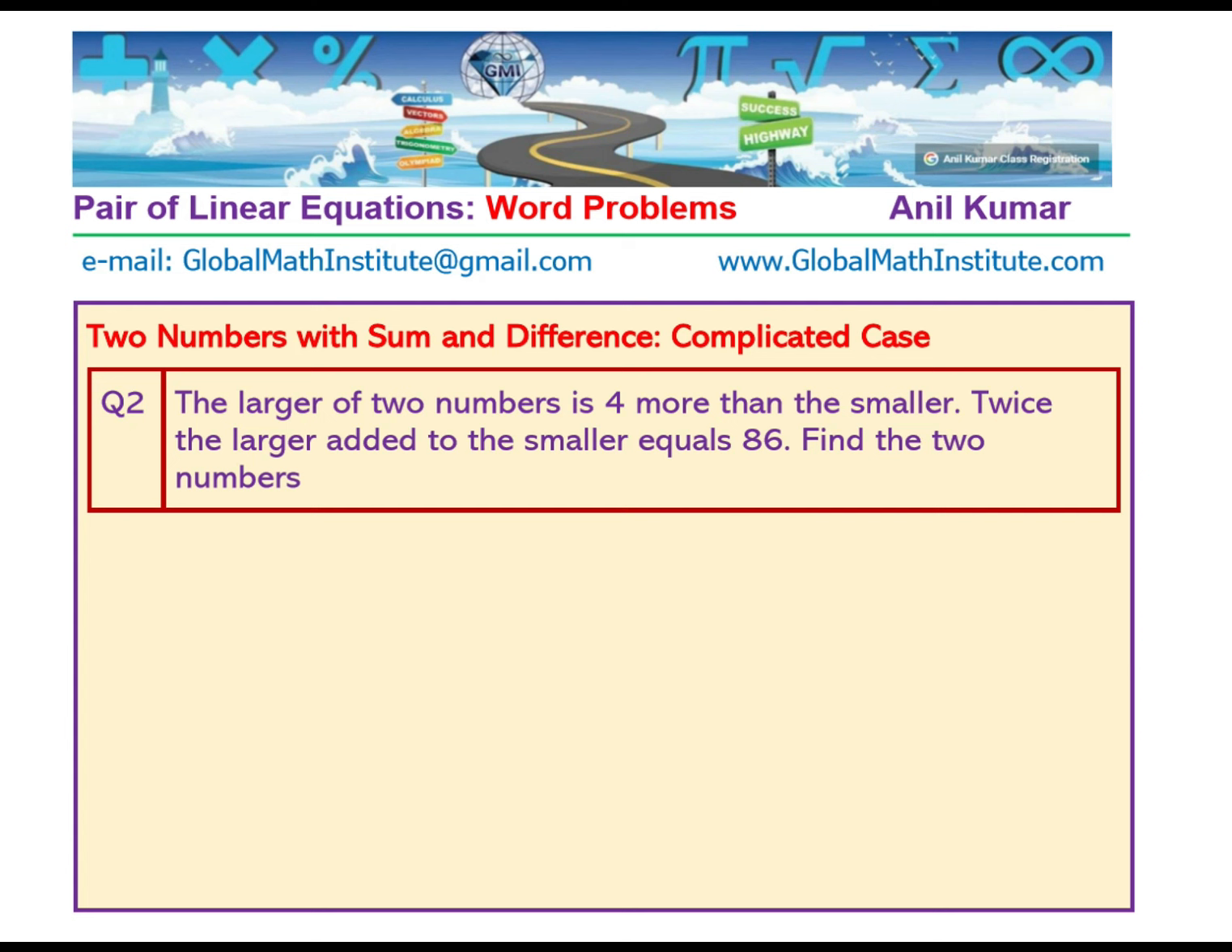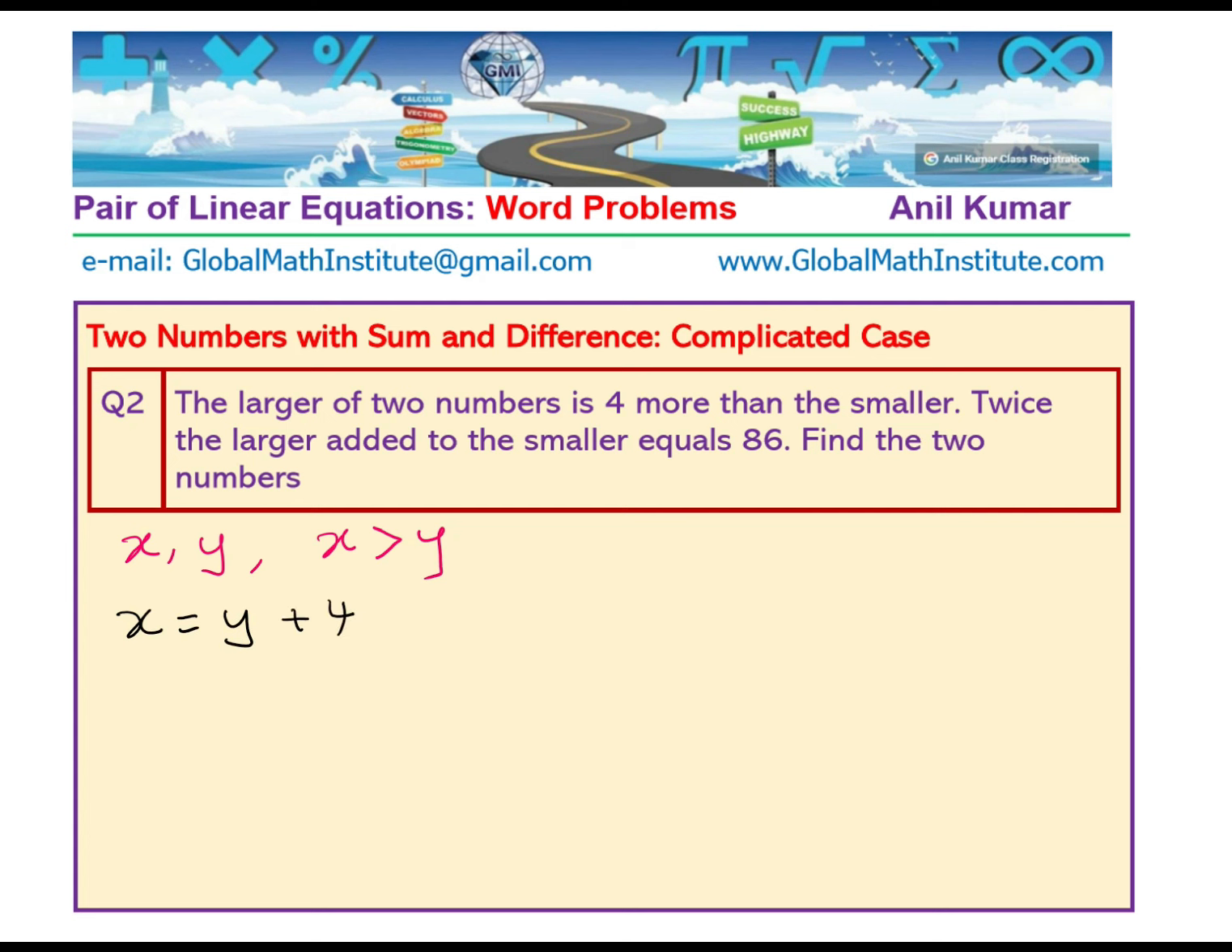So again we have two numbers, x and y, where x is greater than y. So x is the larger number. This is our let statement. Now it says the larger of the two numbers is 4 more than the smaller. So the larger number is x, so x is y plus 4, 4 more than the smaller.